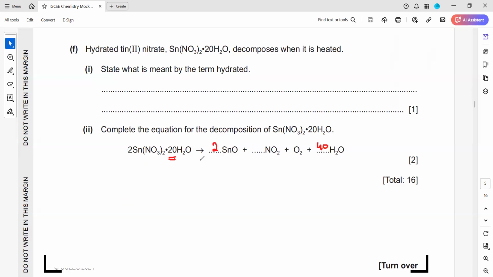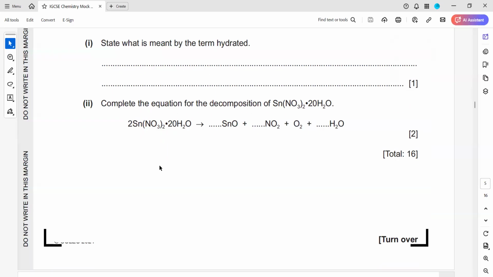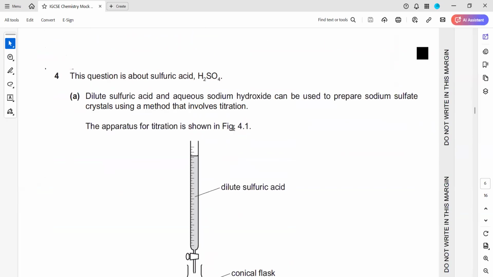So we have to balance the nitrogen. This is 2 multiplied by 2, which makes 4. So 4 nitrogen will be there. That's the balance. If all is correct, then you get 2 marks. But here, not all is correct.